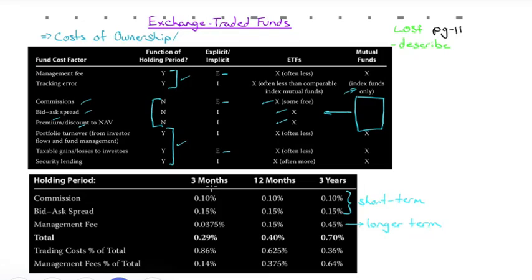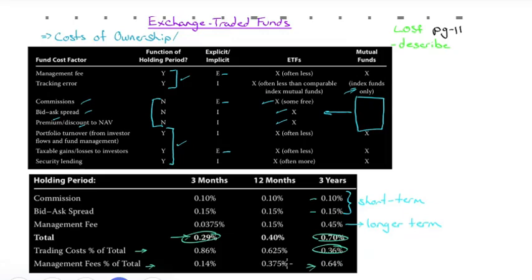So here's 3 holding periods, 3 months, 12 months, and 3 years, and it looks at the commission, the bid-ask spread, and the management fee. You have a total, and then it breaks it down into trading costs as a percentage of the total and management fees as a percentage of the total. So for a 3-month holding period, you're looking at 0.29%. 86% of that comes from just trading costs. Whereas if you're holding for 3 years, even though you face the same commission, the same bid-ask spread, only 36% of your total costs come from trading costs. The management fees end up being far more important in the long term.